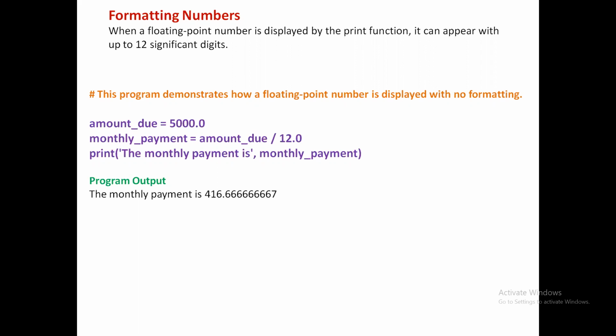Okay, so the first thing you need to remember about floating point numbers while displaying is it occupies 12 significant digits after the decimal point.